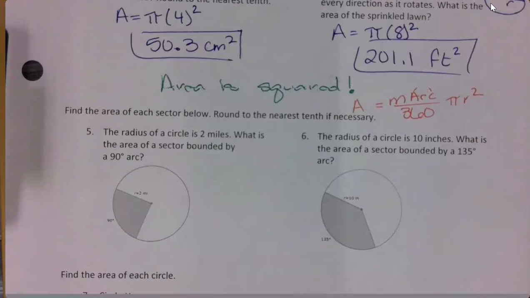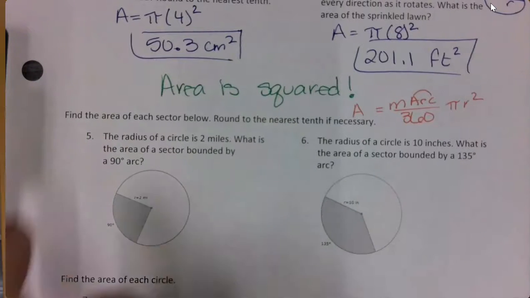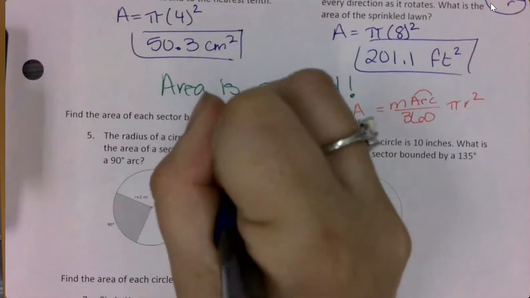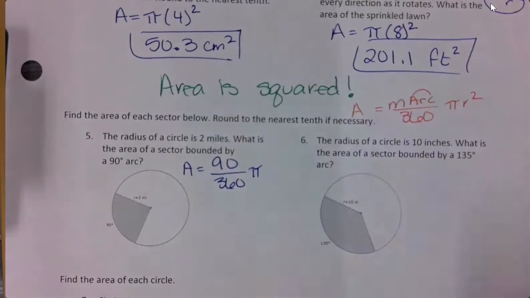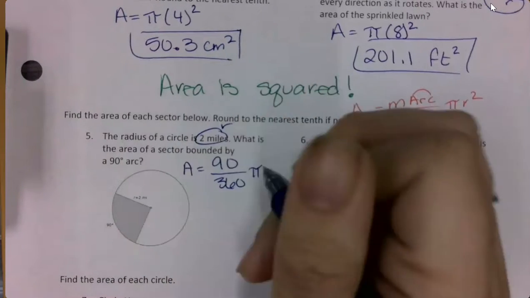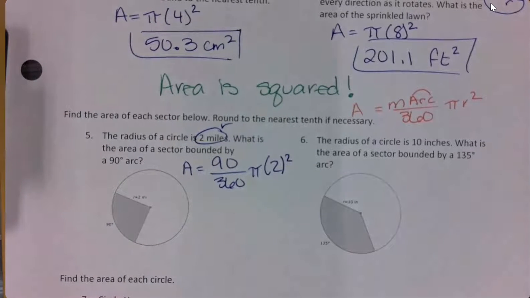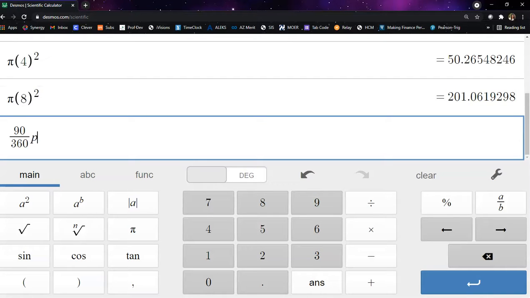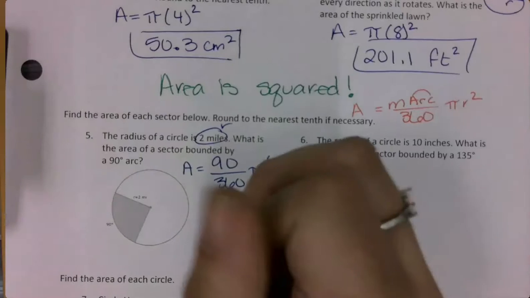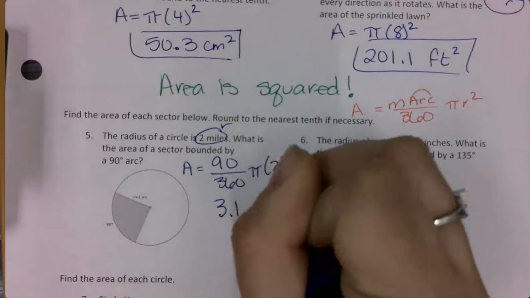So on number 5, my measure of my arc is 90. So I'm going to do 90 over 360 pi. My radius here is 2. So this is my arc, and then I have this. So I can go ahead and go to Desmos and type this in. I'm going to have 90 divided by 360 times pi, and then my radius was 2 squared. So this gets me 3.1 for my area of that sector. Because we're still in area, this is going to be miles squared.